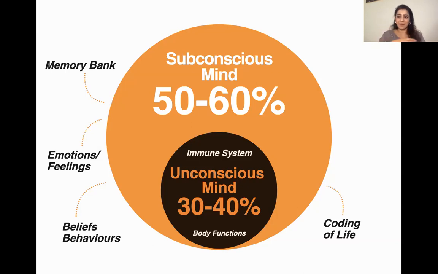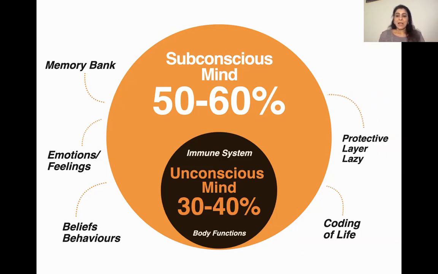So we have the DNA, we know about it, right? The DNA system, the DNA coding, and also a lot of other stuff, which is emotions and feelings, also get passed on from generation to generation. Beliefs and behaviors, some of them also get passed on. It's a very complex system.